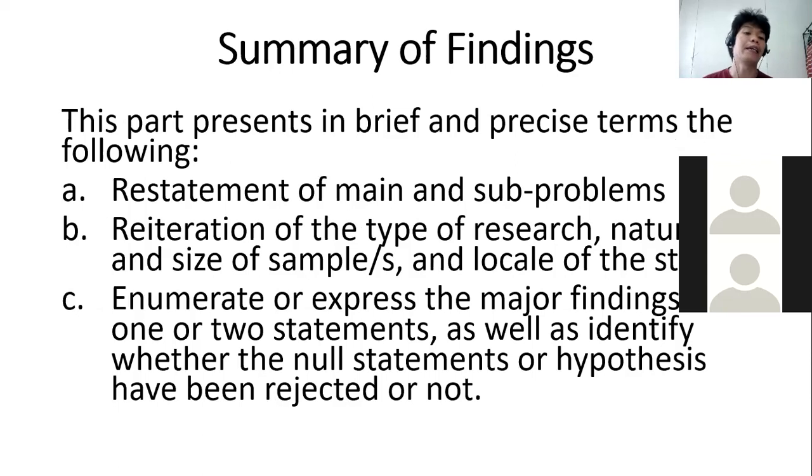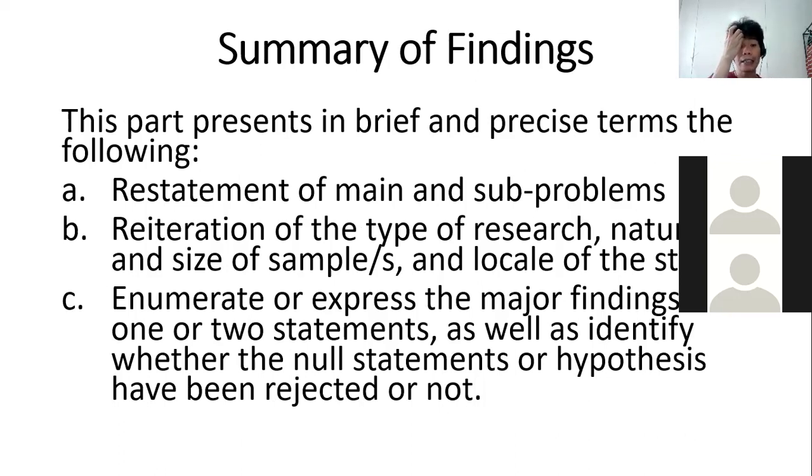Then summary of findings. This part presents in brief and precise terms the following: restatement of main and sub-problems, reiteration of the type of research, nature and size of samples, and locale of the study, enumerate or express the major findings in one or two statements, as well as identify whether the null statements or hypotheses have been rejected or not.